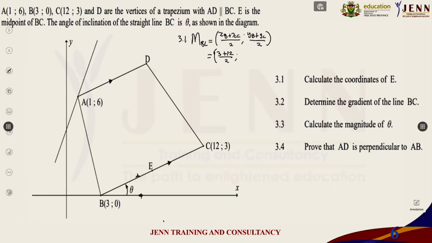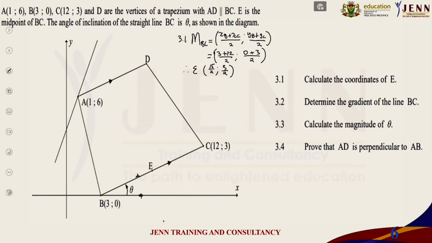The y coordinate of B is 0 plus the y coordinate of C, which is 3. Divide by 2, close bracket. Therefore, the coordinates of E will be 3 plus 12 gives us 15, so 15 divided by 2, then 0 plus 3 gives us 3 divided by 2. That will be 3 over 2. That's how we find the midpoint.